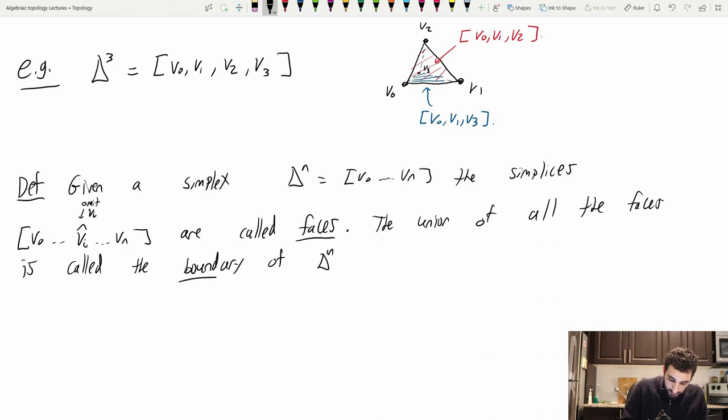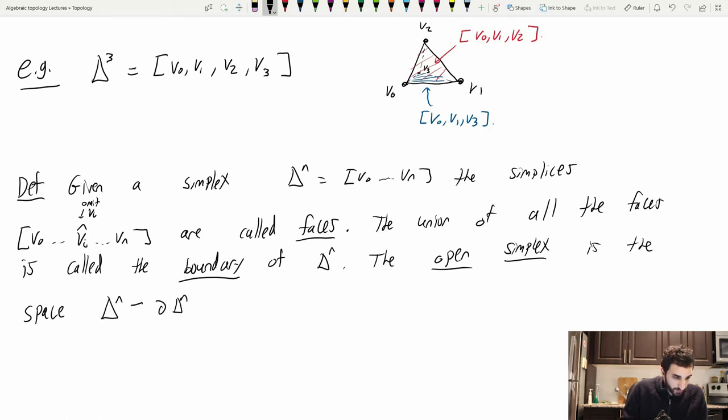Of delta n. And finally, the open simplex is the space, the simplex minus the boundary, and is denoted delta n, and then we put a little circle on top, which reads interior.